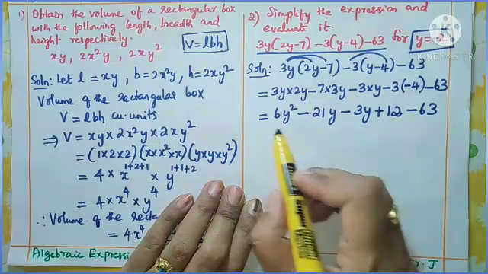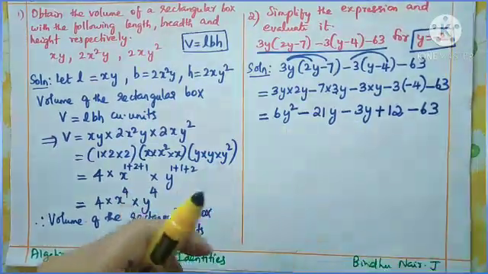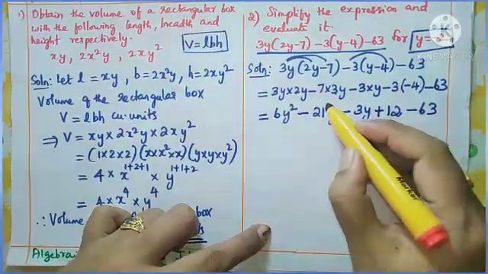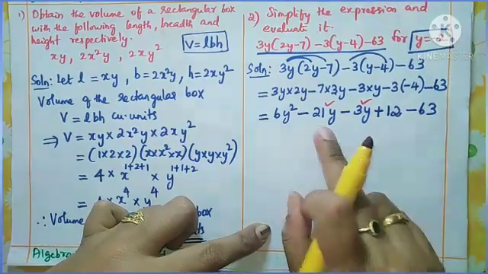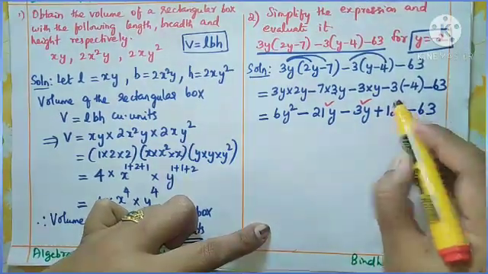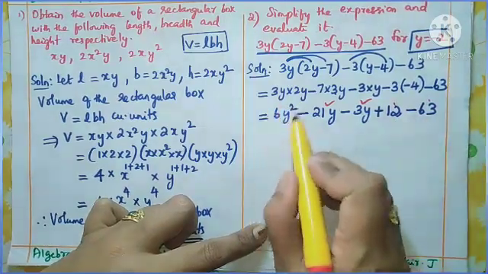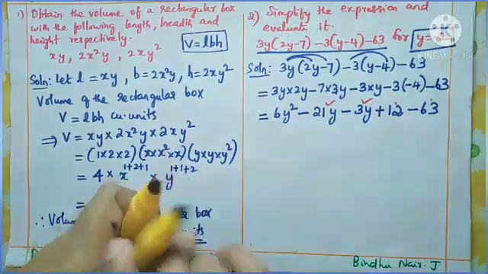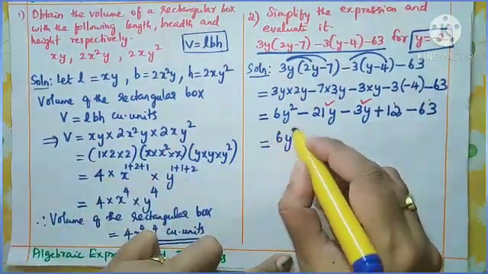We can simplify again by collecting the like terms. So here you can see this is a y variable term. Here also a y variable term. So these two are like terms. Similarly, this is a constant, this is a constant. We can collect this. So y square is only alone. So how to do? This is equal to 6y square.